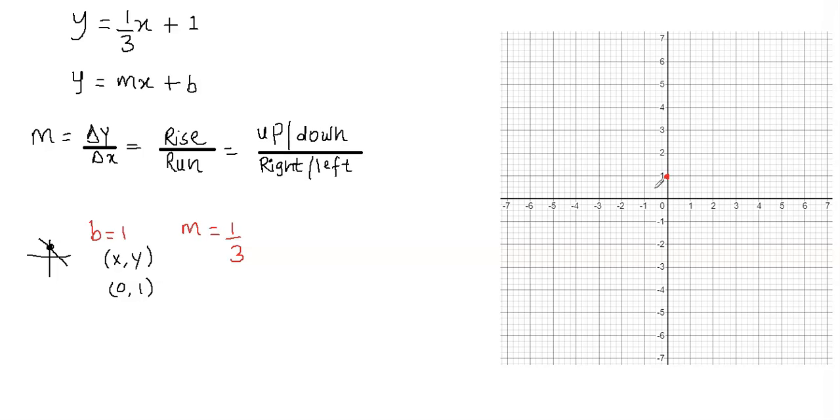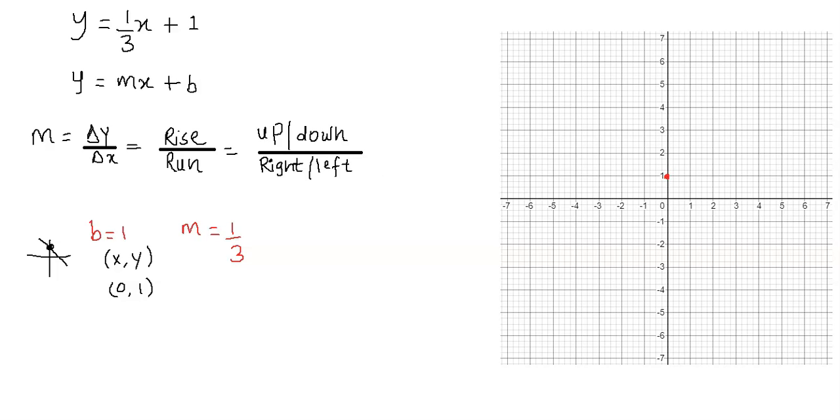Now remember that we always begin with the y-intercept, but we need a few more points to graph our line. And to find a few more points, we're going to use the slope. My slope is 1 over 3. Slope is written as change in y over change in x. We also call it rise over run. Rise means you can go up or down on the y-axis, and run means you can move to the left or right on the x-axis, right?